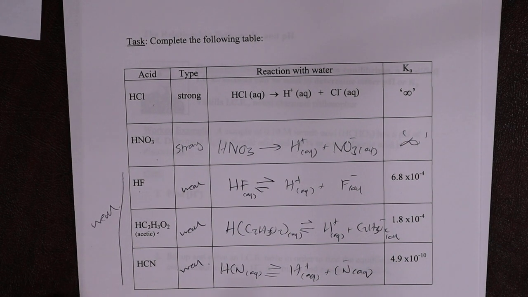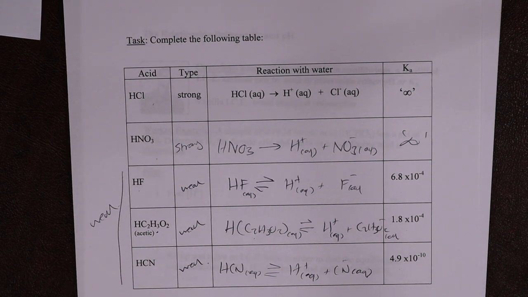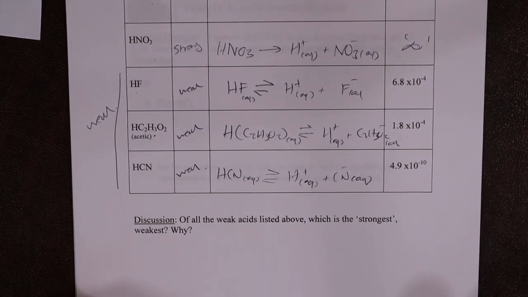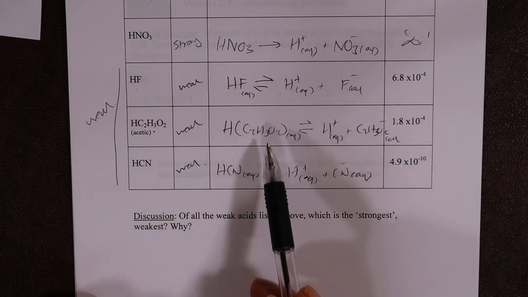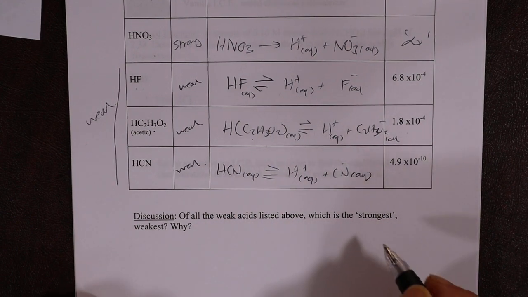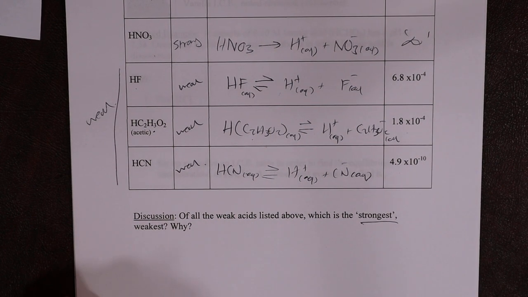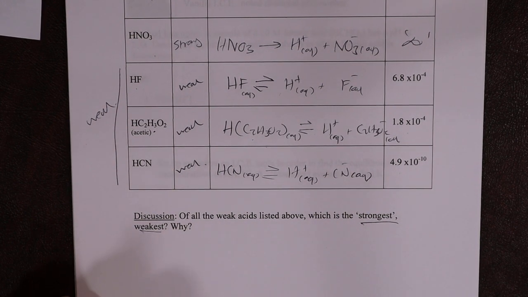All right, so there we have it. Three weak acids, all showing equilibria with measurable equilibrium constants. Now, interesting question down here. Of these three weak acids, which is the strongest of the weak, the king of the nerds, right? And which is the weakest? It's easy to figure out.